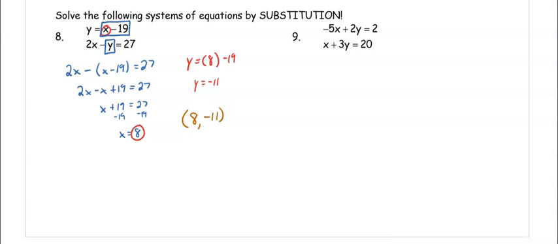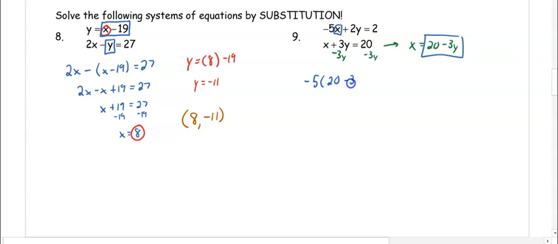In number 9, in order to solve by substitution, we need to have a variable by itself. We need x equals or y equals. So we don't have that yet. So we are going to subtract 3y from both sides. x equals 20 minus 3y. So we can box what x is equal to, and we can put it in for x in the first equation. Negative 5 times (20 minus 3y) plus 2y equals 2. We can distribute the negative 5, so negative 100 plus 15y plus 2y equals 2.